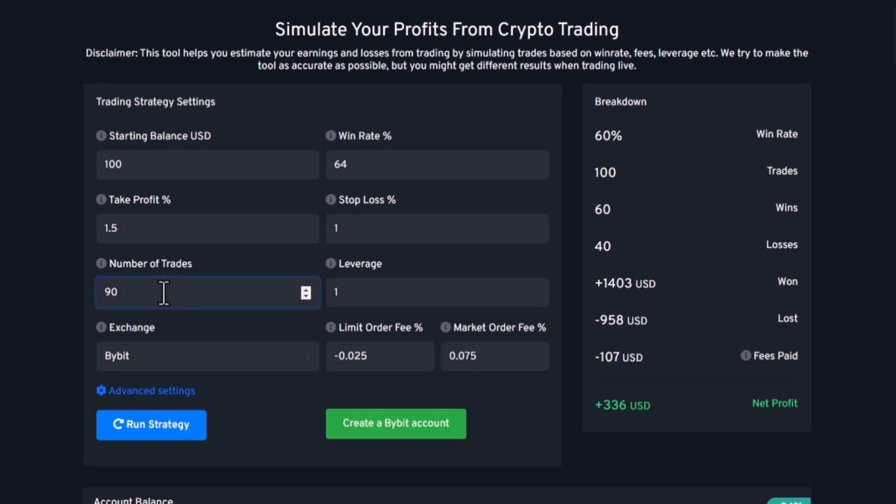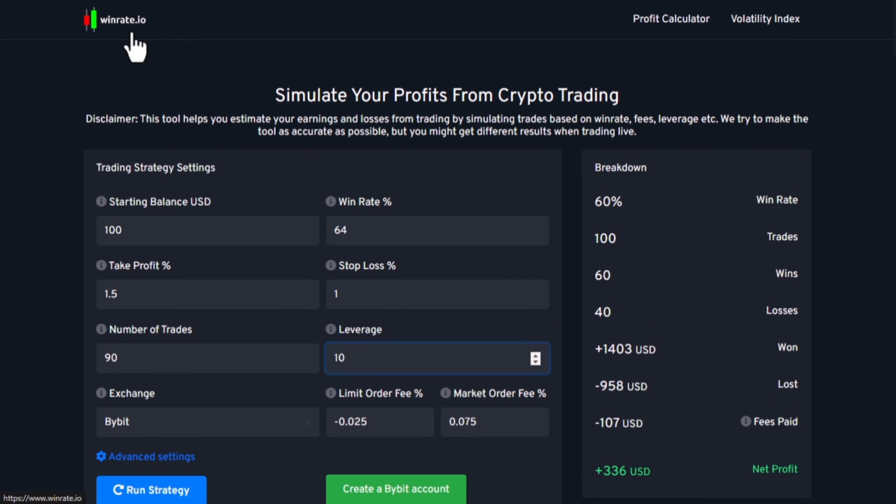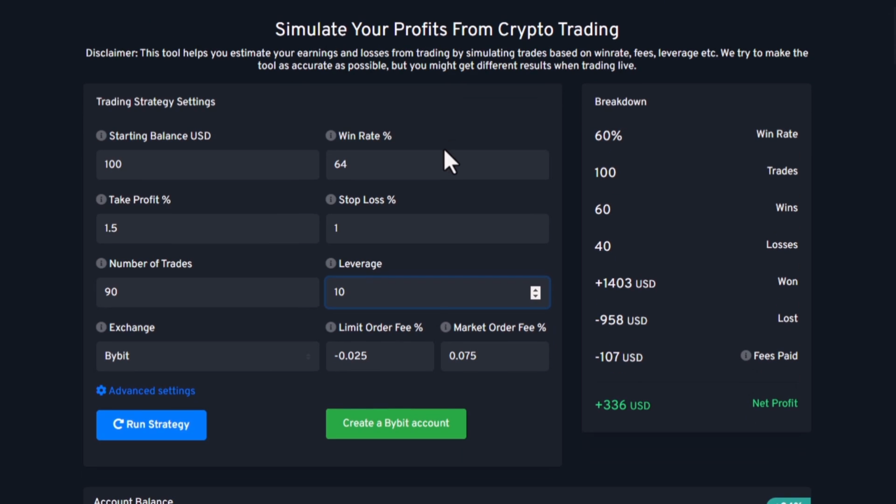And the leverage, my average leverage for a scalping strategy is somewhere between 5 to 10, so I'm just going to use 10. You can do your own. This is just a simulation of your profits from crypto trading, and the name of the website is winrate.io, which I talked about in the previous session, so I'm going to leave the link above here.